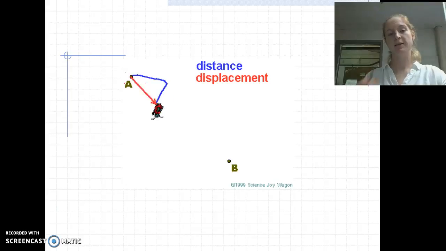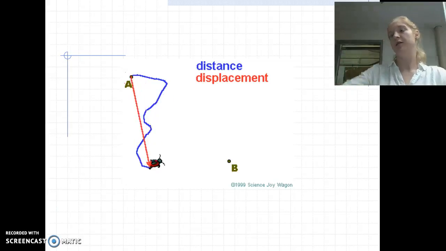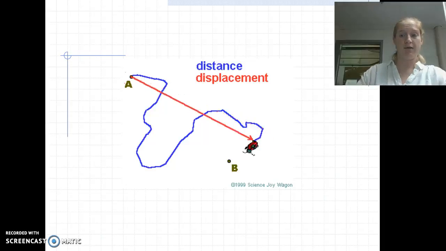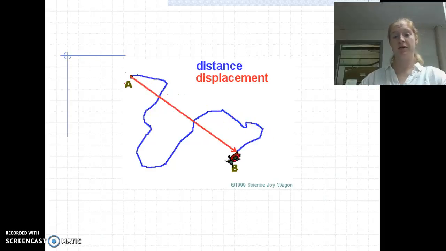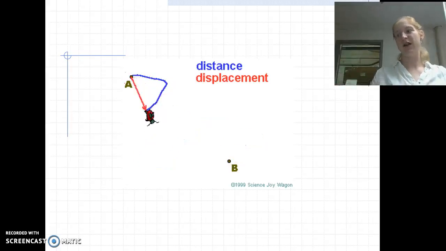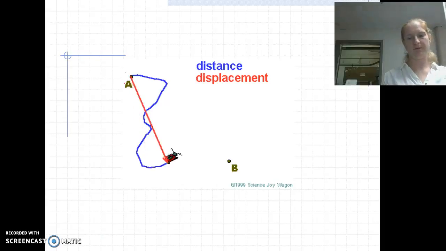So as the crow flies from school to your house, it's only 3 miles, but because we have to take all the neighborhood roads and highways and stuff, it actually takes 6 or 8 miles to get here, or whatever.